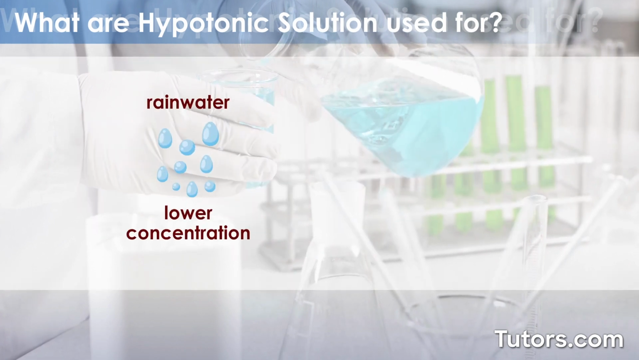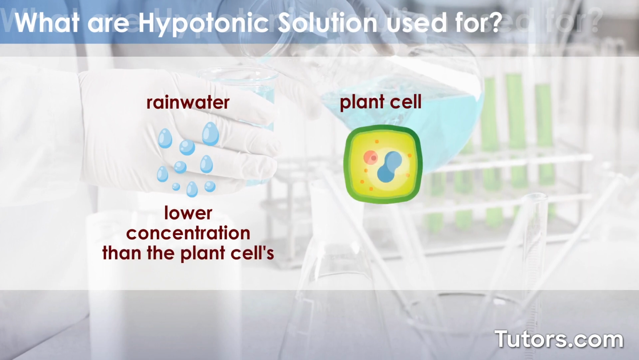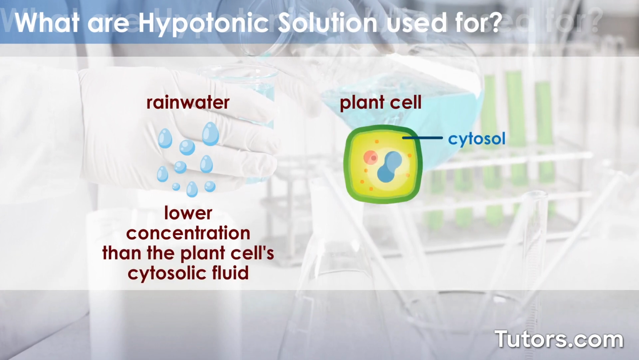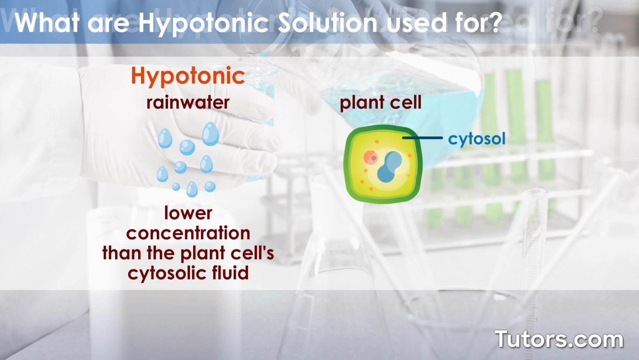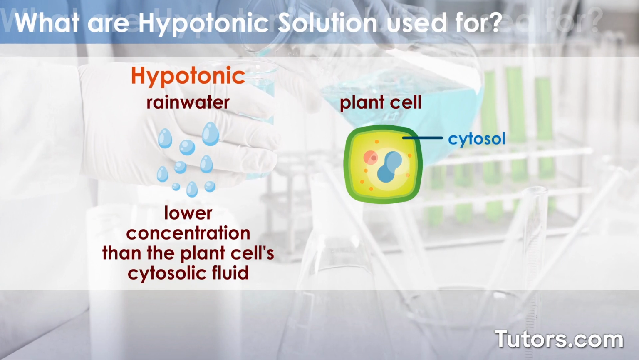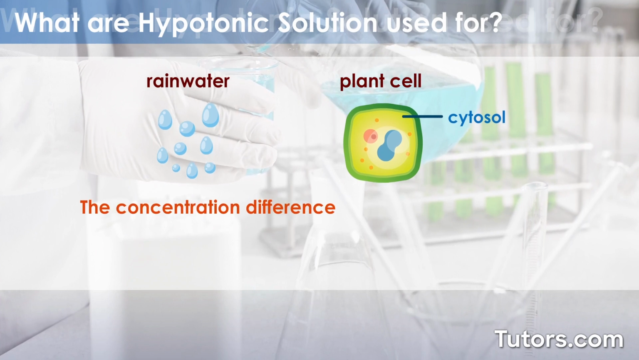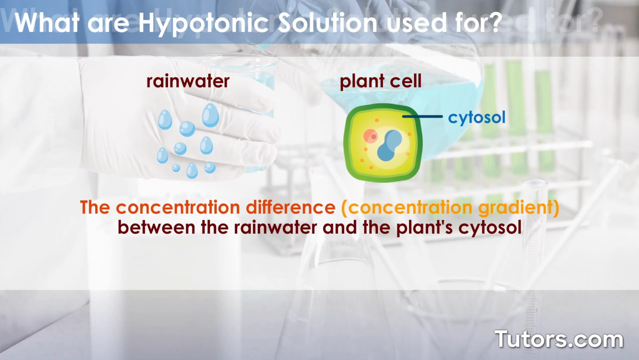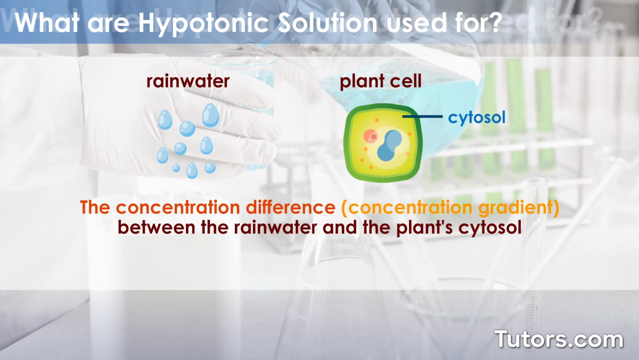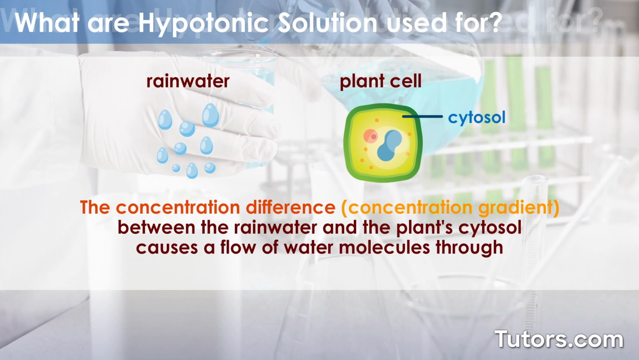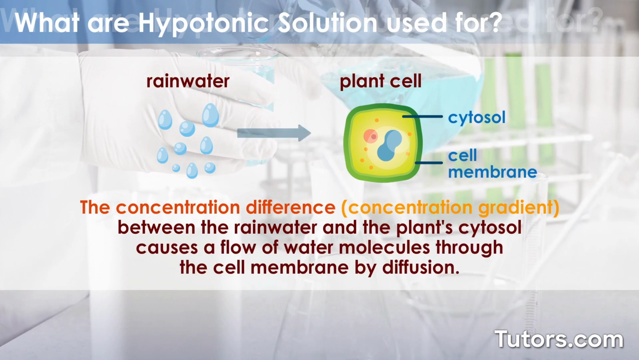Rainwater has a lower concentration of solutes than the plant cell's cytosolic fluid, so rainwater is hypotonic when compared to the cytosolic fluid within plant cells. The concentration difference, or concentration gradient, between the rainwater and the plant's cytosol causes a flow of water molecules through the cell membrane by diffusion.